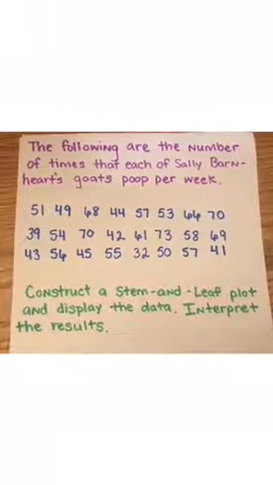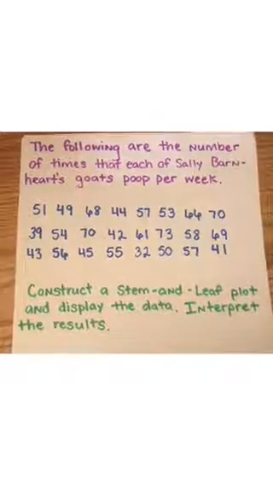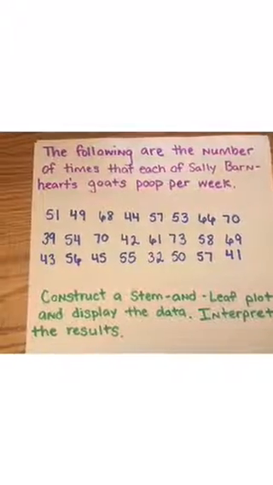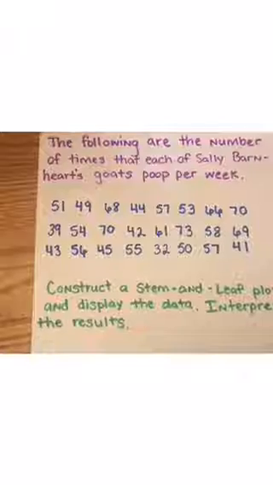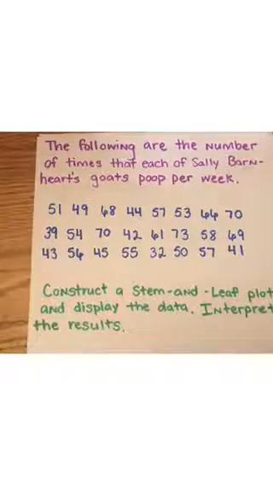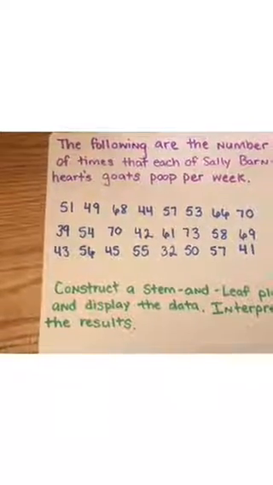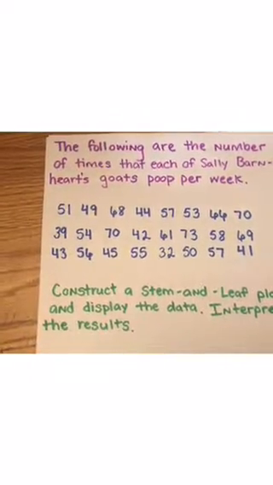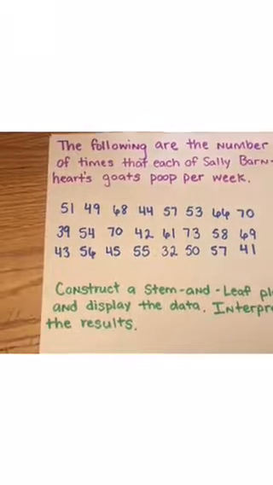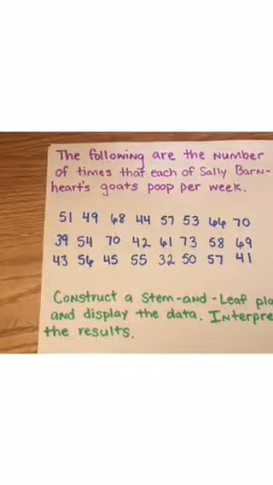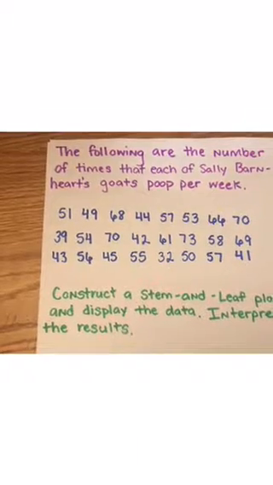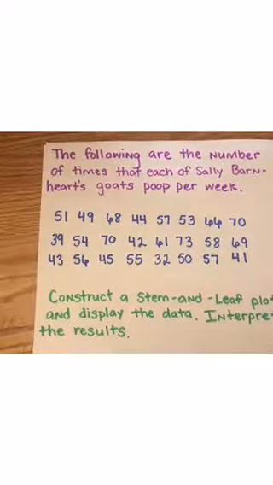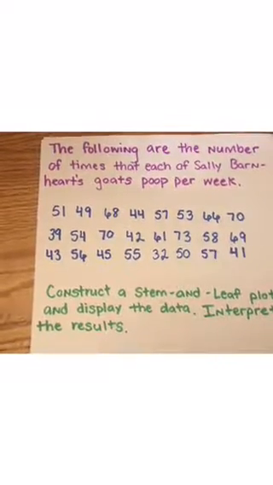The following are the number of times that each of Sally Barnhart's goats poop per week: 51, 49, 68, 44, 57, 53, 66, 70, 39, 54, 70, 42, 61, 73, 58, 69, 43, 56, 45, 55, 32, 50, 57, 41. Construct a stem and leaf plot and display the data. Interpret the results.